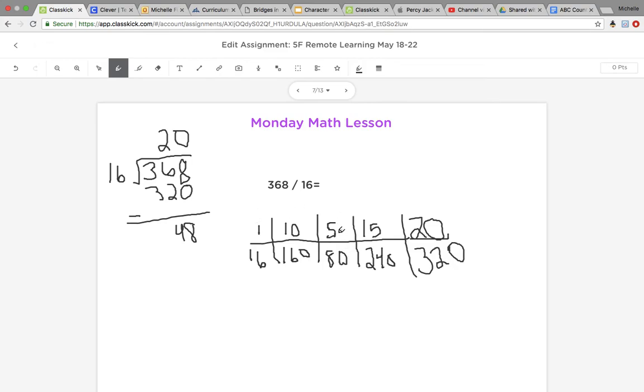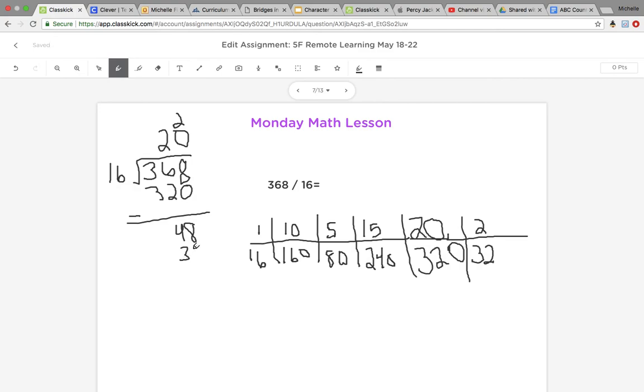We see that 5 times 16 is too much. That's 80. So we probably should sneak in a 2 times 16 over next to the 1, but I'm going to do it down here. Okay, so 2 times 16, I have that right here. That's going to be 32. So that's pretty close to 48. So I'm going to say 16 goes into 48 2 times.